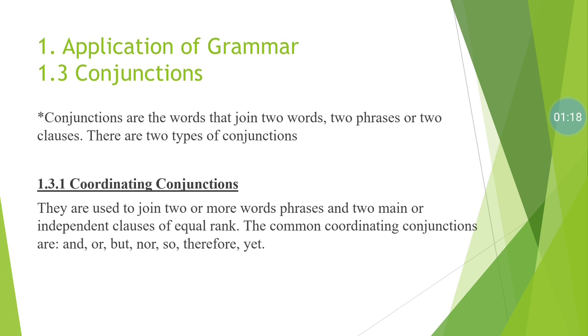Coordinating conjunctions are used to join two or more words, phrases and two main or independent clauses of equal rank. The common coordinating conjunctions are and, or, but, nor, therefore, yet, etc. Coordinating conjunctions are used to join clauses or phrases of the same level or equal rank, and words like and, or, but, nor, therefore, yet are used for joining the sentences or clauses or phrases.